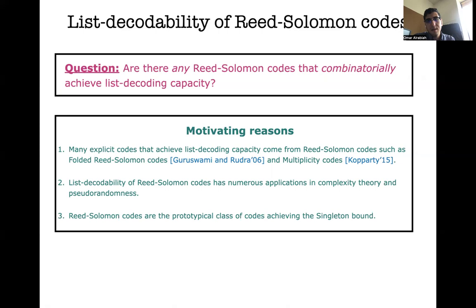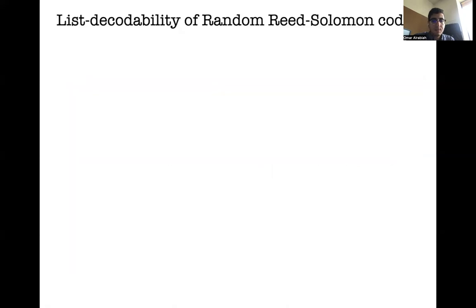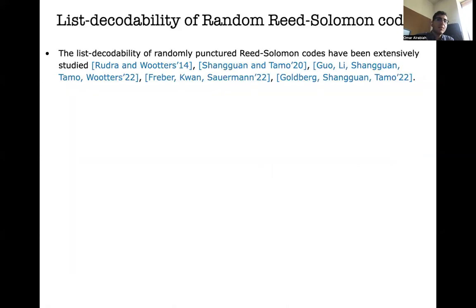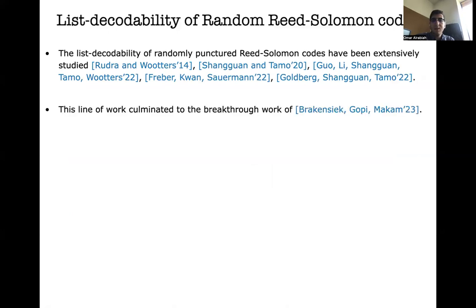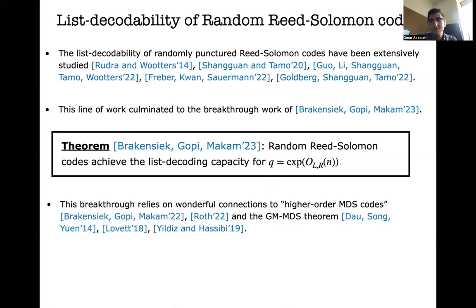And in this talk, we're interested in seeing if random Reed-Solomon codes achieve this decoding capacity combinatorially. There's been a lot of work trying to study random Reed-Solomon codes, and this culminated in the breakthrough of Brakensiek, Gopi, and Makam, in which they showed that random Reed-Solomon codes achieve this decoding capacity for exponential fields. Now, this breakthrough work has wonderful connections to higher order MDS codes and the GM-MDS theorem, which unfortunately I can't get into in this talk due to time constraints.